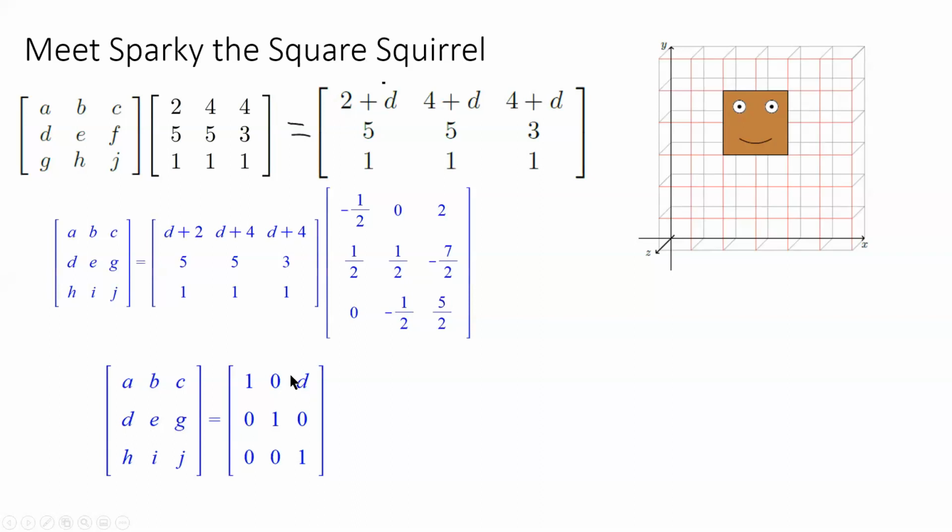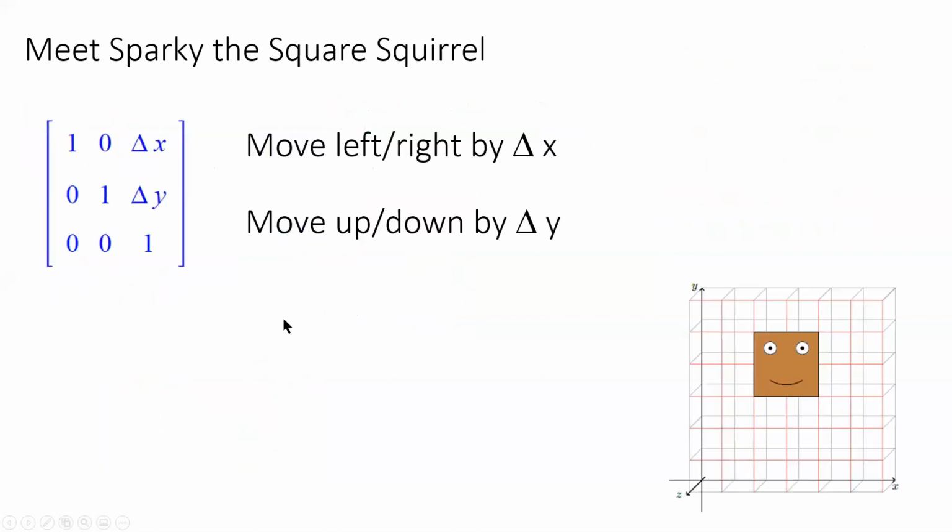Again, poor choice of variable there, Megan. If I want to move Sparky left or right, I put the amount up here in the upper right. If I want to move him up or down, the amount goes right here.